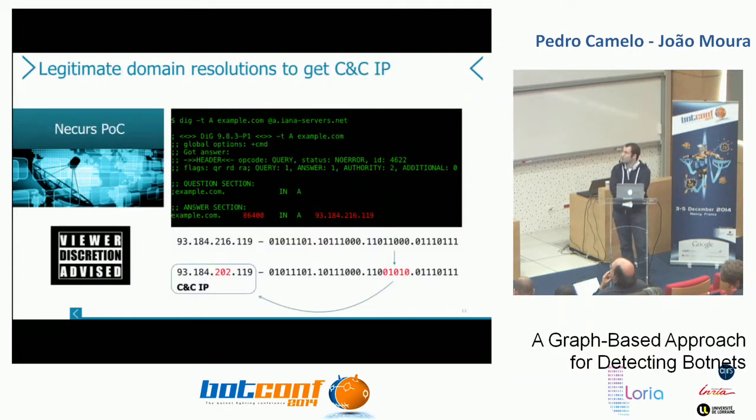And this one is just a creative one that is implemented, or was implemented, in Conficker, that used the legitimate domain to get its CNC IP. So it just alters the bits on the third octet and gets the CNC IP.